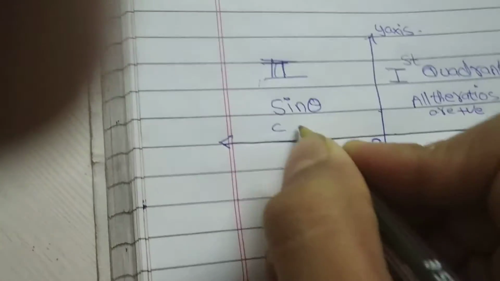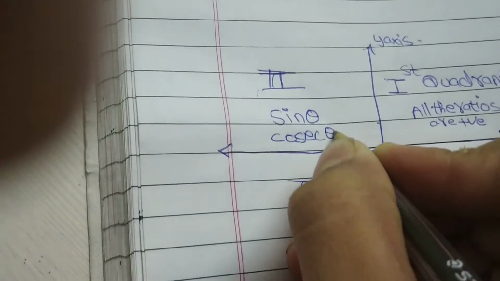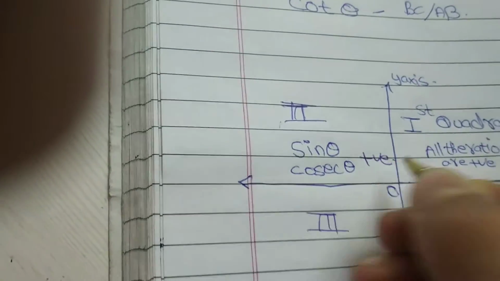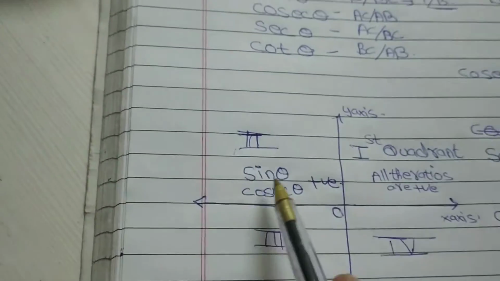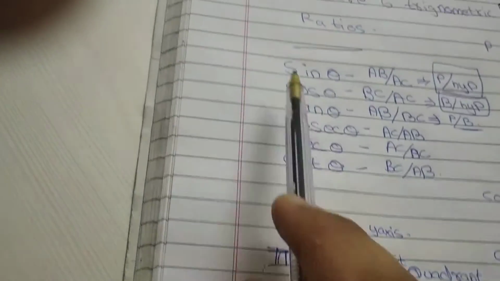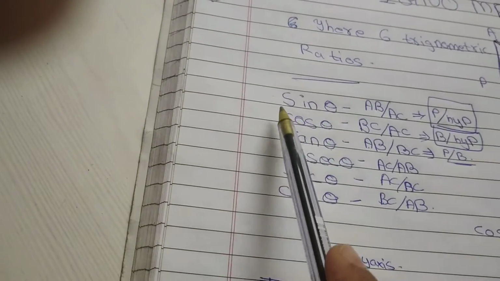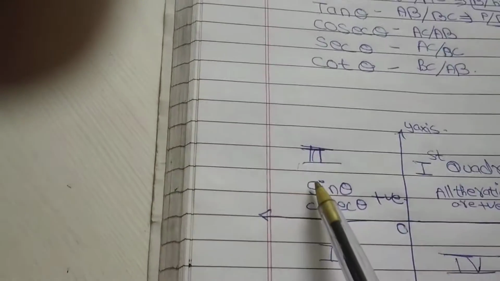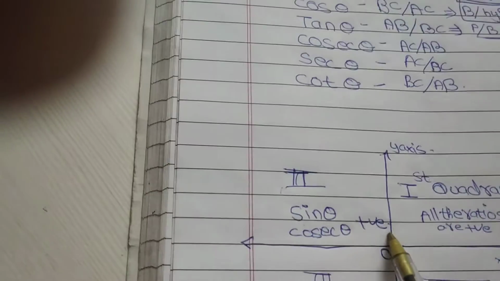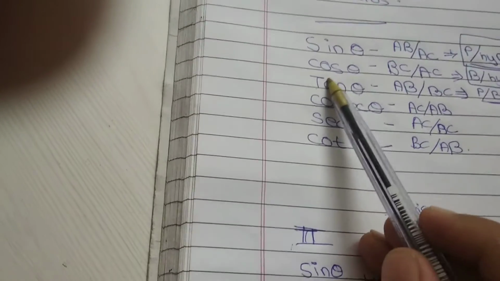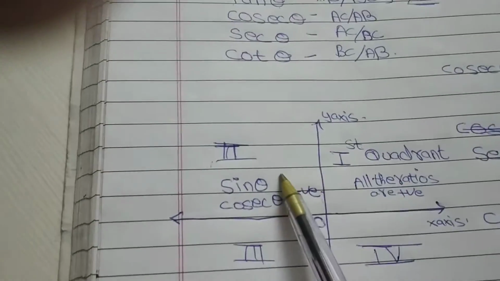Now in second quadrant, only and only sin theta and cosec theta are positive. Rest all are negative. So sin theta and cosec theta, that is, cosec is reciprocal of sin, are only and only positive in second quadrant, and the remaining, that is cos, tan, sec, and cot theta, are negative in this second quadrant.